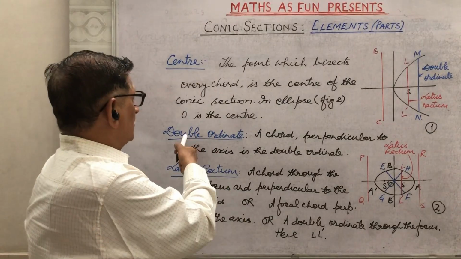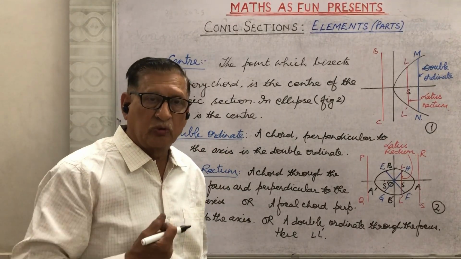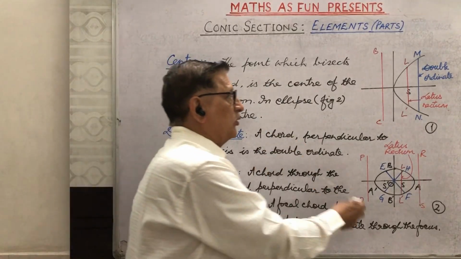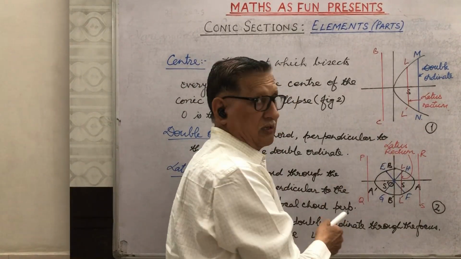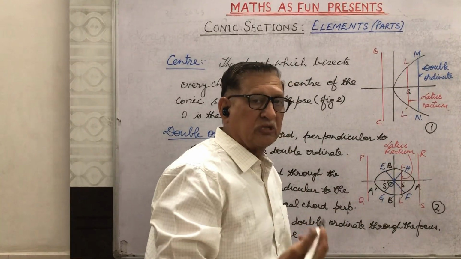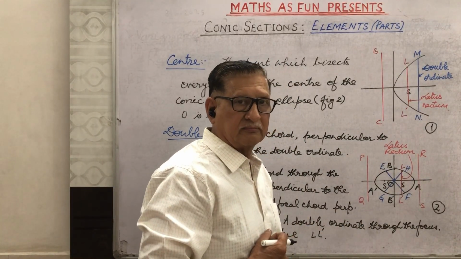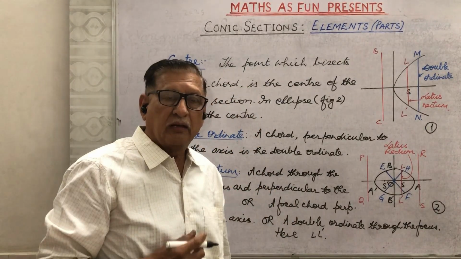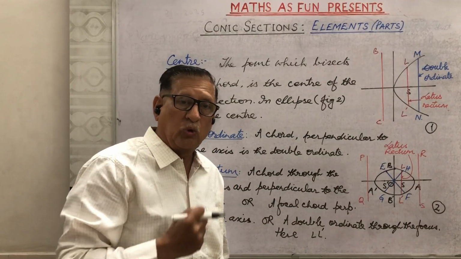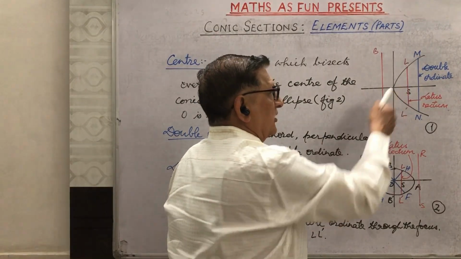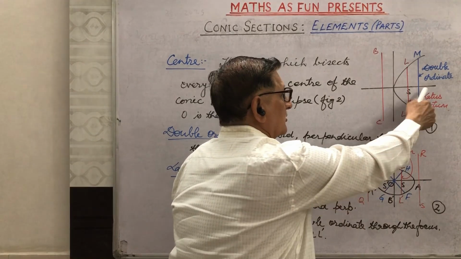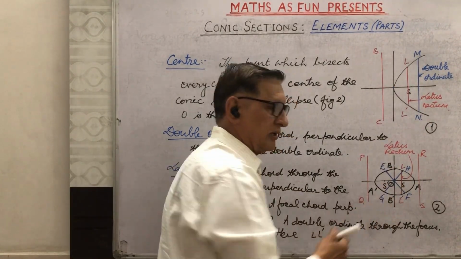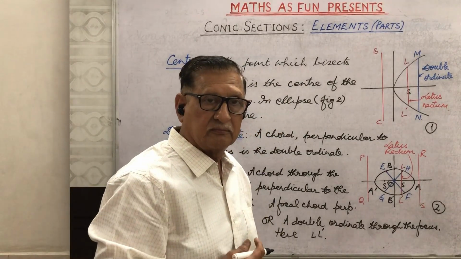After this we go to the double ordinate. What is a double ordinate? The name itself tells that any chord which is perpendicular to the principal axis, like MN here, is known as the double ordinate. Now what about the latus rectum? Latus rectum is a chord which is passing through the focus and is perpendicular to the principal axis, like L dash here and here also L dash. These are the latus rectum of both.